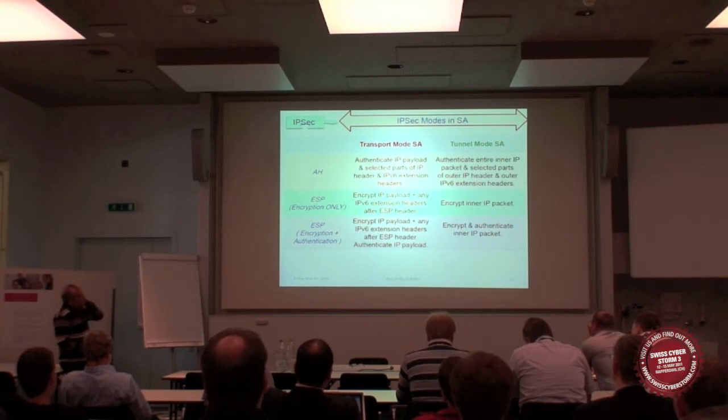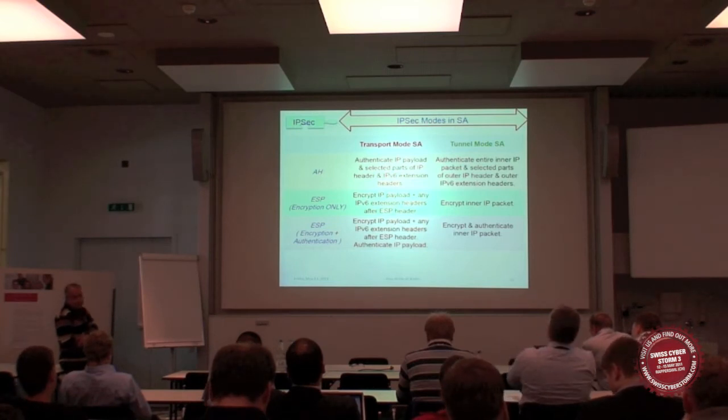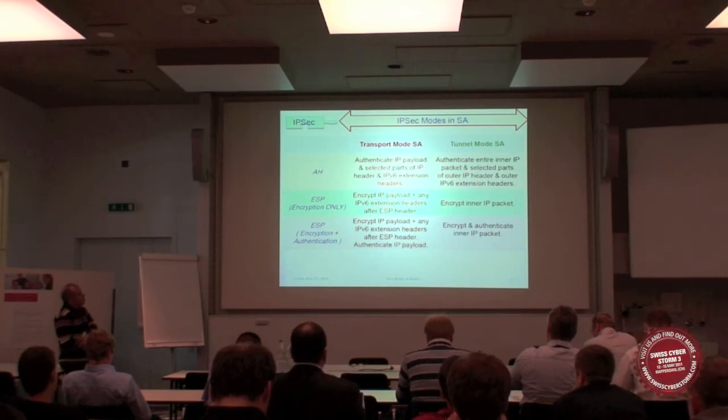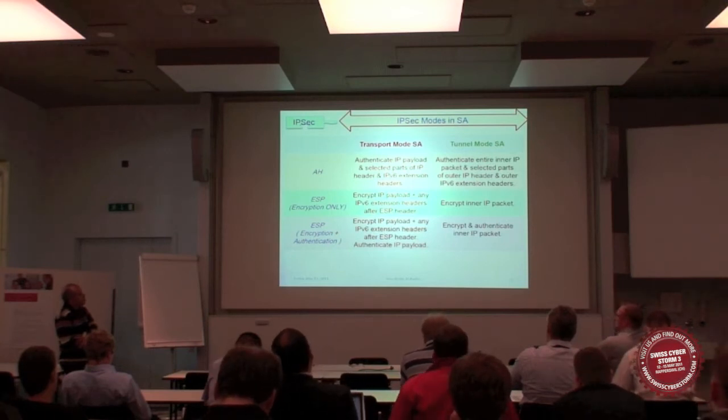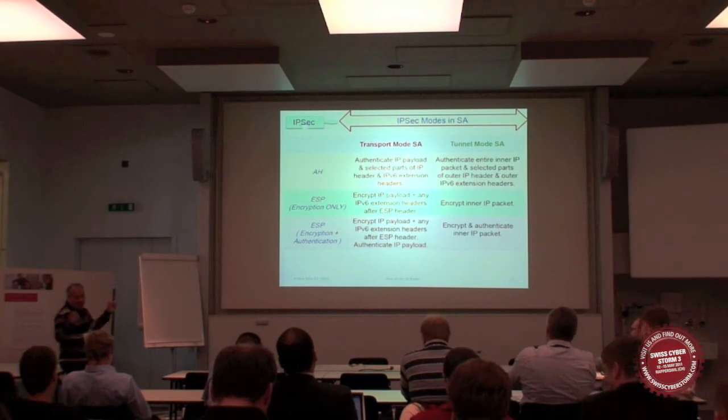So, IPsec mode in the security associations. Here we have the three IPsec parameters, and here whether you are using transport mode or tunnel mode. For the transport mode, the authentication header will authenticate the IP payload and selected parts of the IP header and IPv6 extension headers. For the tunnel mode, it's worth authenticating the entire inner IP packet and selected parts of the outer IP header and outer IPv6 extension headers. Recall, what is the difference between tunnel mode and transport mode? The transport mode is for end-to-end communication, and the tunnel mode is anything in between.